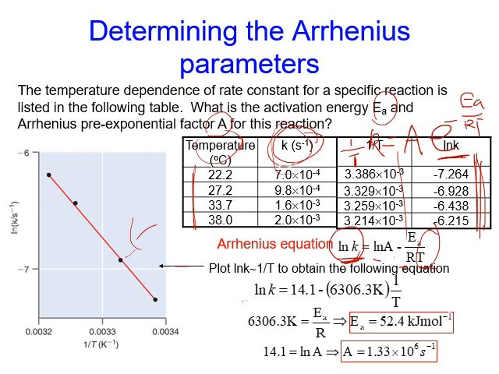The slope gives you the activation energy, 52.4, and the intercept, 14.1, gives you the natural log of A, and so the constant A can be found.